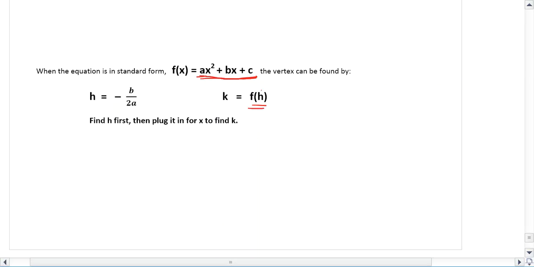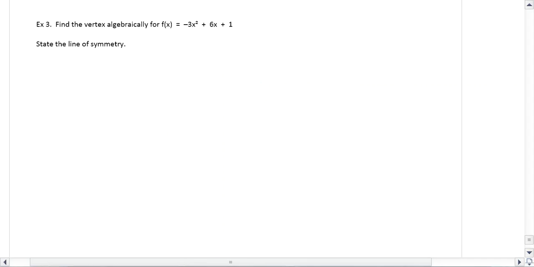All you do is whatever x you found for the vertex, which is the h, you just plug it in. H is your input, and you just find the output. You find the y to go with it. So this is a very quick, easy way to find the vertex when you have the general or standard form of the quadratic. All right, last example here. When you're going to find the vertex algebraically, we need to pull out the a and the b. In this case, a is negative 3 and b is 6.